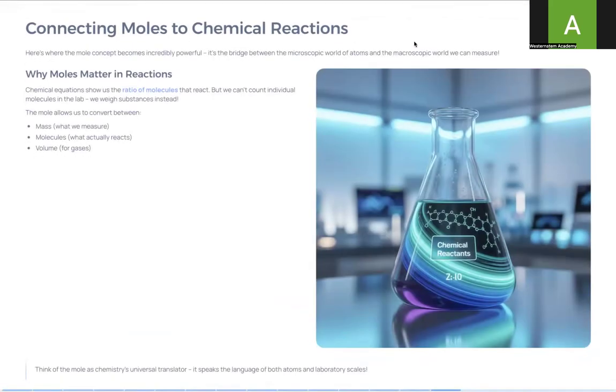Connecting moles to chemical reactions. Are you ready for that? Are you ready? Now, here's where the mole concept becomes incredibly powerful. It's the bridge between the microscopic world of atoms and the macroscopic world we can measure.